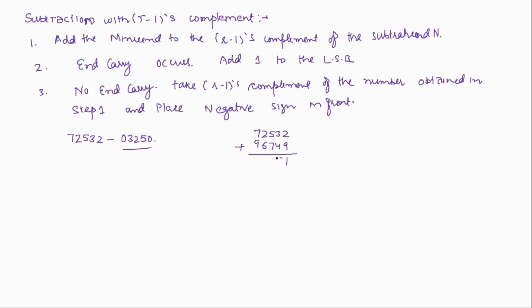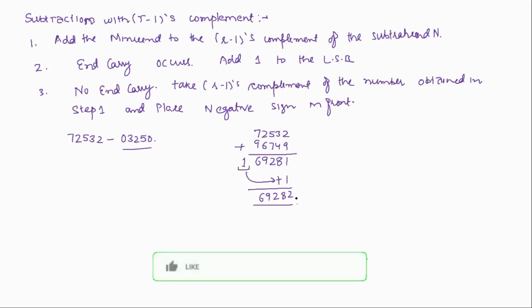When you add them, you will get 1 6 9 2 8 2 1. Here you will find that carry is there. So when carry is there, this carry will be added as 1 to the LSB, the least significant digit. You are adding 1 to this, so this becomes 6 9 2 8 2 2. This will be your solution.